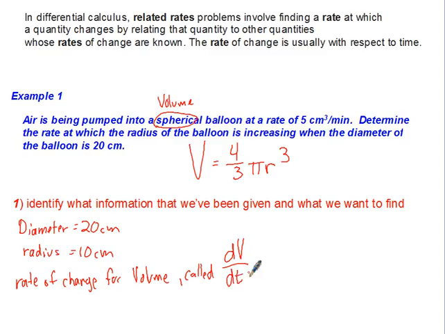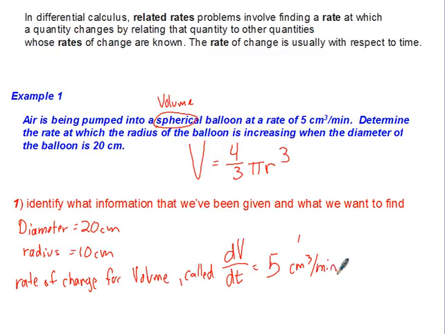dV dt. Does that make sense? Because it's the rate, it's the volume changing with respect to what? Time, right? Because it's taking time to fill this balloon up. Okay? So I was given the rate of change for volume called dV dt, which was what? 5. Right? My rate of change for volume is 5 cubic centimeters per minute.